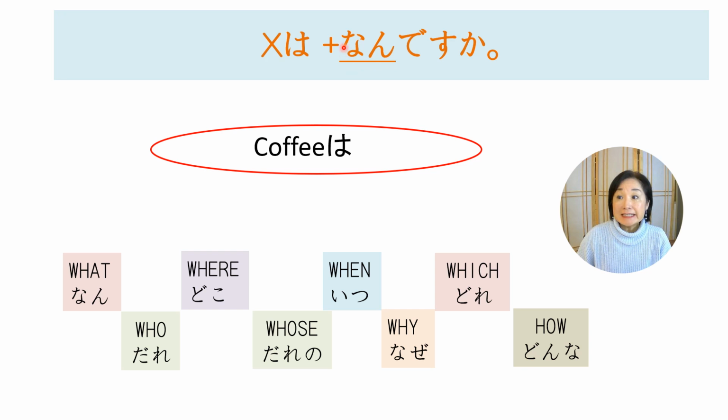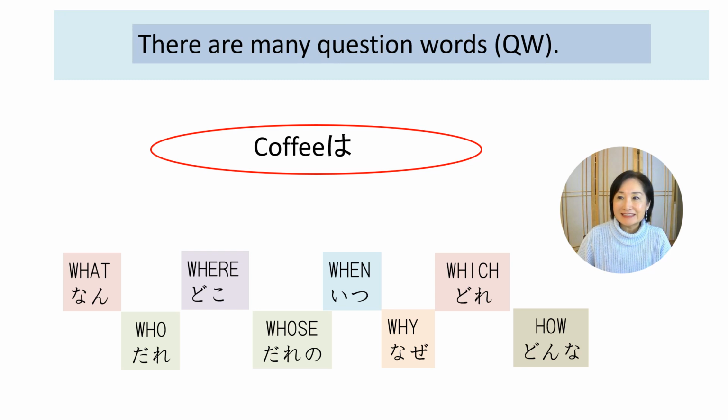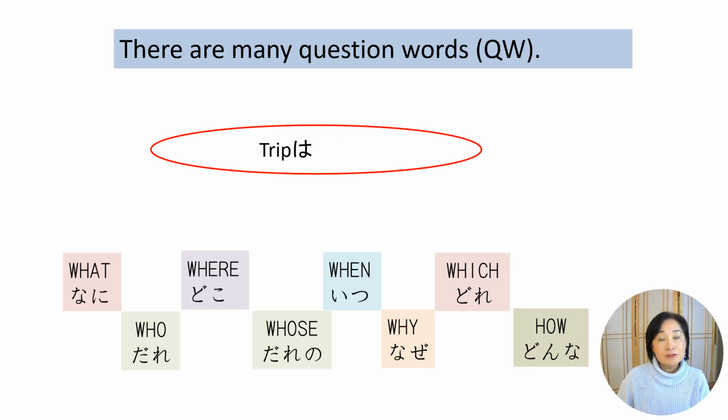With this sentence structure, X は何ですか? You can actually replace this question word, what, to any other question word. For example, if you want to say, whose coffee? Whose coffee is this? コーヒーは誰のですか? And then I can say, あ、私のコーヒーです。You can also ask about when the trip takes place. トリップはいつですか?